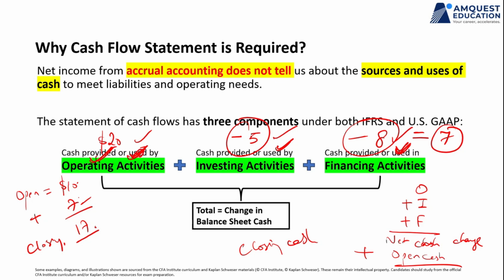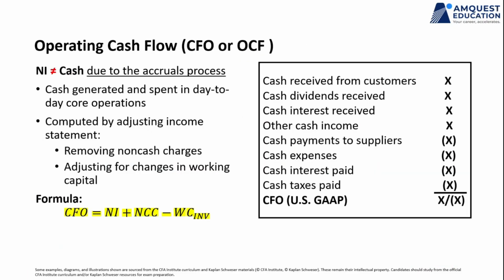So, in short, all cash flow statements behave in a very similar manner. There is operating plus investing plus financing. You get a net cash, and that net cash is then added to your opening cash to create what is called closing cash for the business. Now, remember, net income is not equal to cash due to accrual processes. However, cash generated and spent in day-to-day core operations can be computed using net income to arrive at cash flow from operation.